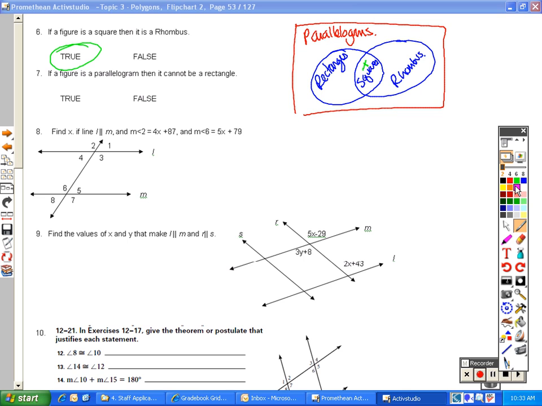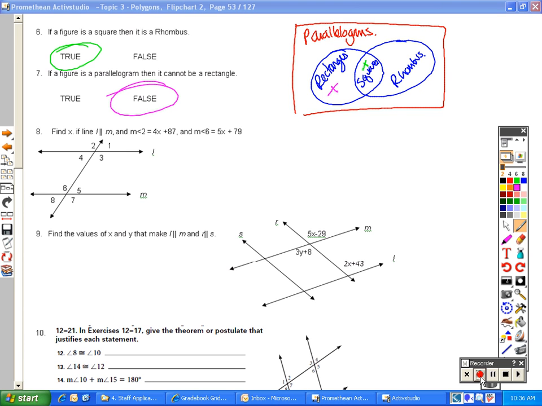If a figure is a parallelogram, then it cannot be a rectangle. Well, if a figure is a parallelogram, it is anything inside this box. So anything inside this box is a parallelogram. It could be a rectangle, it could be a square, it could be a rhombus. I could put the X anywhere. So if I put my X right there, that shows that this statement is false. It's a parallelogram, and it is also a rectangle.